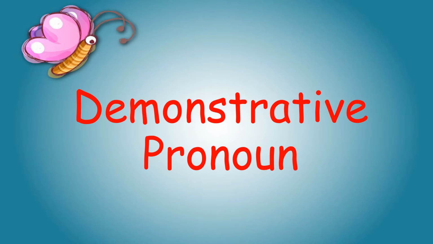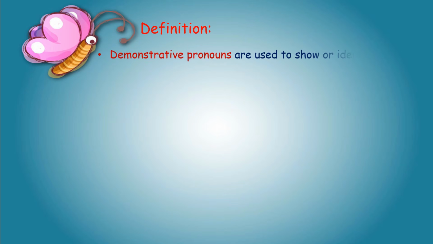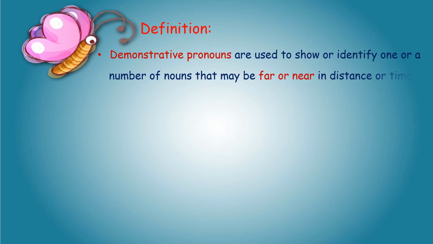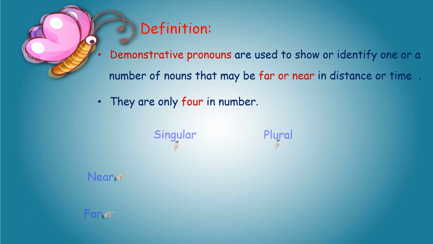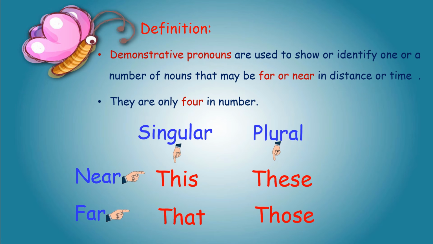Demonstrative pronouns. Definition of demonstrative pronouns. Demonstrative pronouns are used to show or identify one or a number of nouns that may be far or near in distance or time. They are only 4 in number. This, that, these, and those.